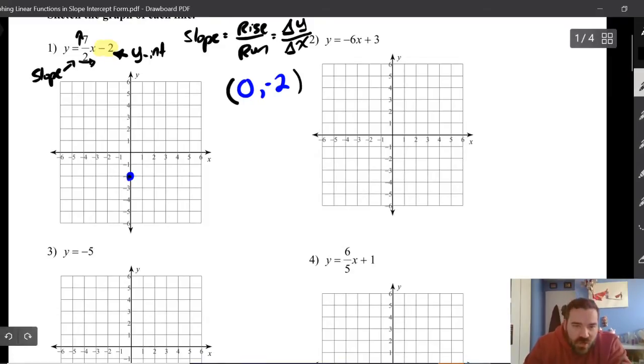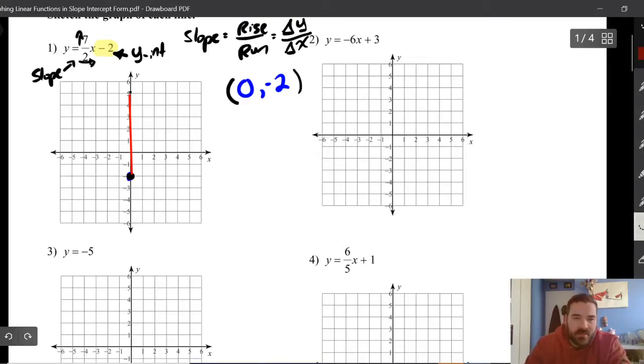So I'm going to start at my y-intercept, and I'm going to go up 7. Let's see here, 1, 2, 3, 4, 5, 6, 7. So I'm going to draw a point right there. And then just a little point because it's not a real point. It doesn't exist on the line.